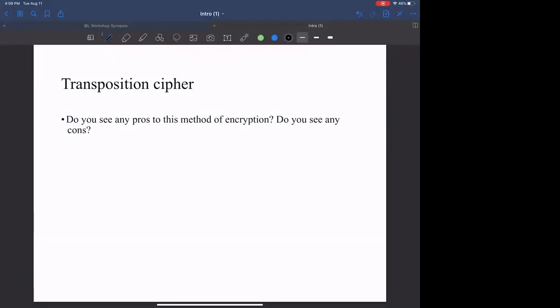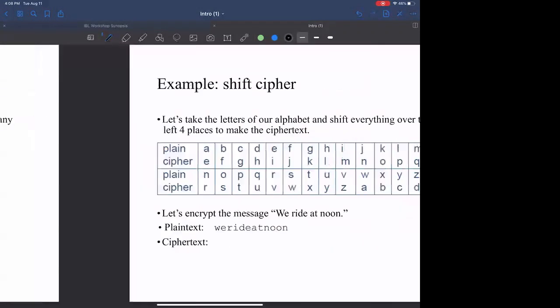All right. How secure is this? How easy would it be for someone to break this encryption? How easy is it to encrypt? How easy is it to decrypt? What are some of the advantages and what are some of the disadvantages that you think you see here? And we'll start talking about this in class.